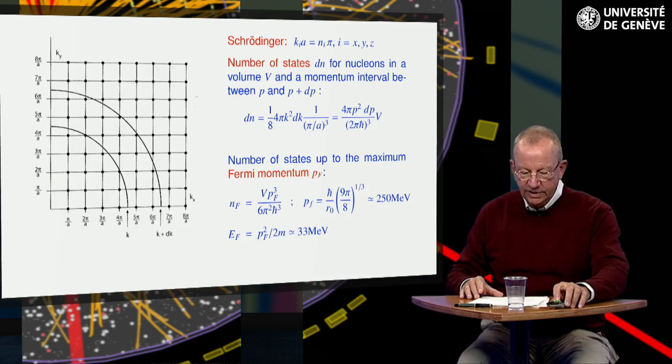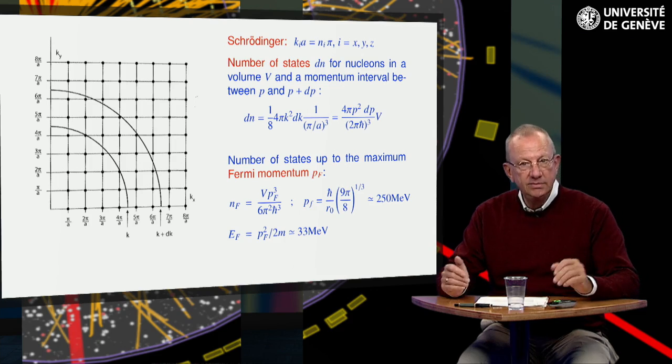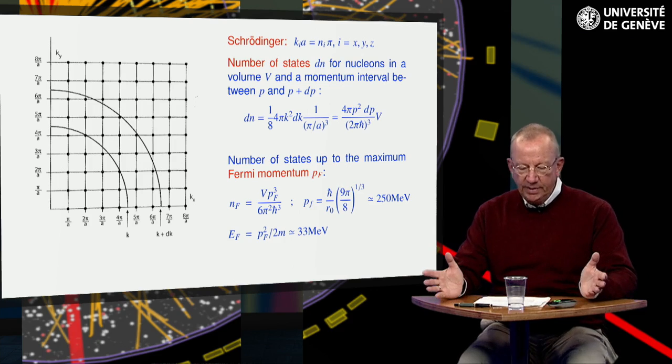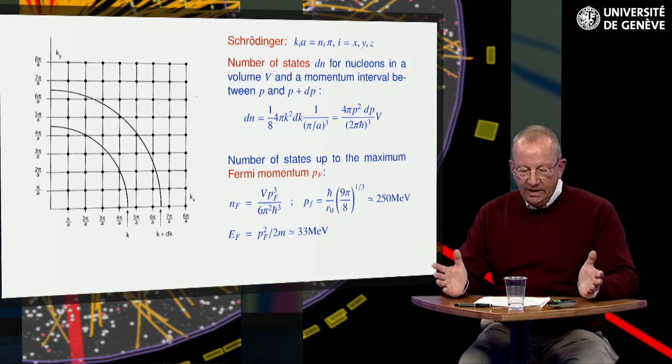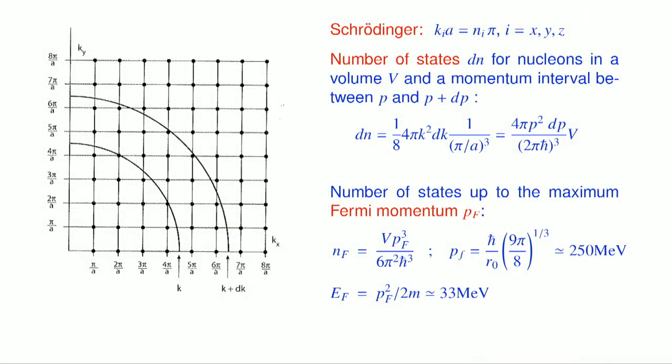So now we can count states. Let us consider momentum space. Due to the boundary conditions, for each elementary cube of side pi over A, there's a single point which is compatible with the Schrödinger equation.